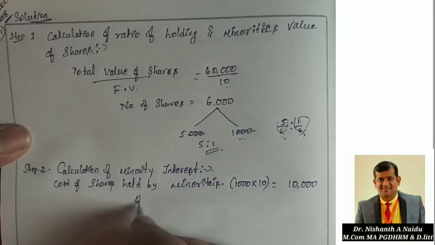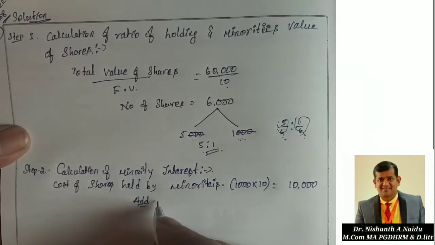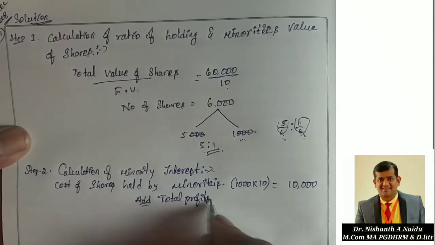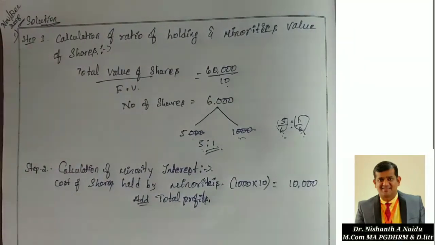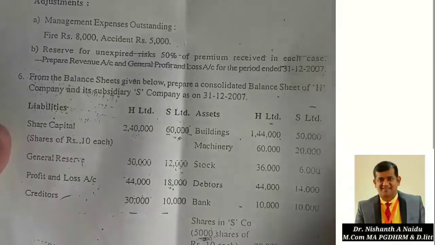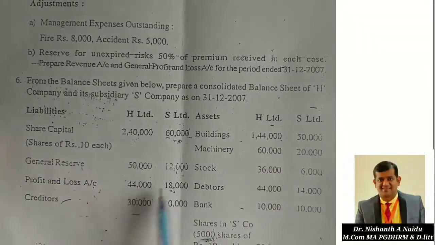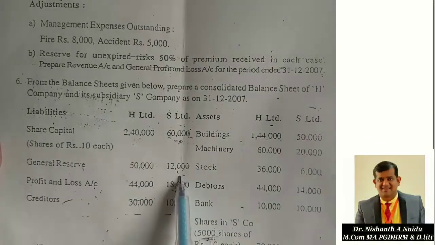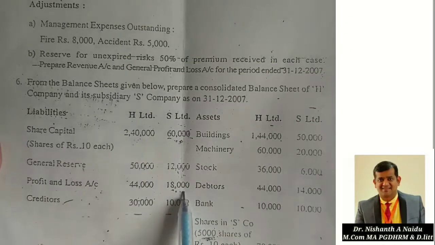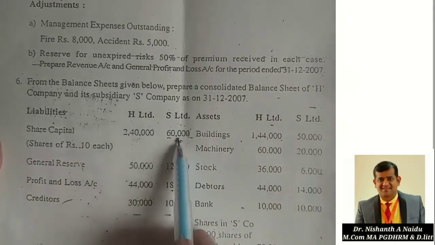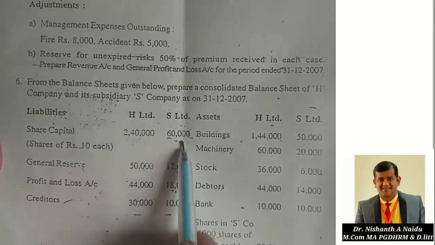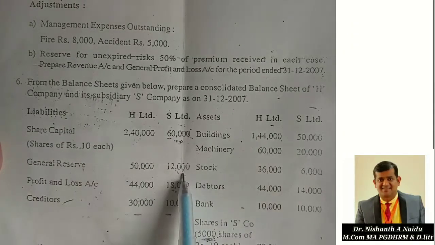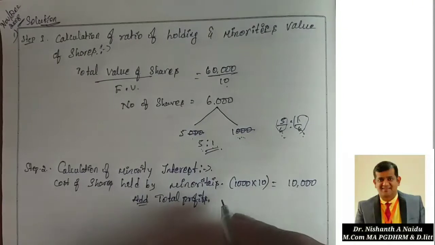Then add total profits. So how much is the profits? See, I'll show you again here in the question paper only. Total profits: profit and loss account in S Limited 18,000, general reserve in S Limited 12,000. Remember, we are calculating for S Limited, so everything you should take from here.